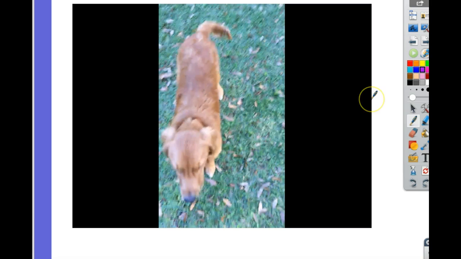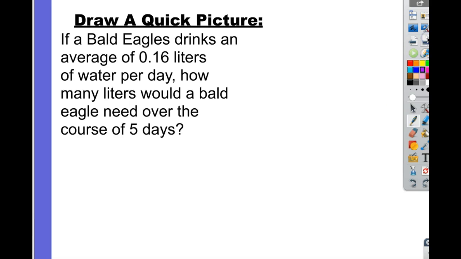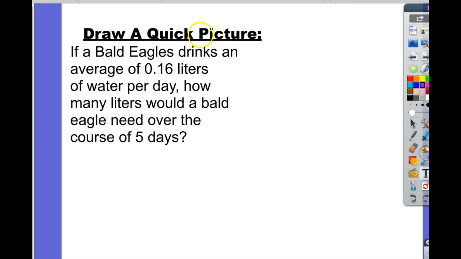So, all right, now let's look at our last problem really quick. Now, this one we're not going to actually do a base 10 block. We're going to draw a quick picture. If a bald eagle drinks an average of 16 hundredths of a liter of water per day, how many liters would a bald eagle need over the course of 5 days?